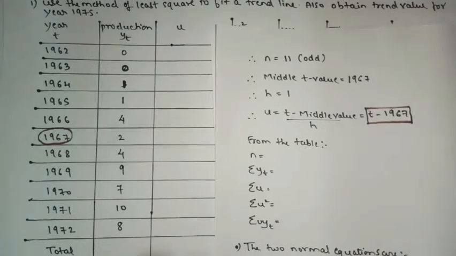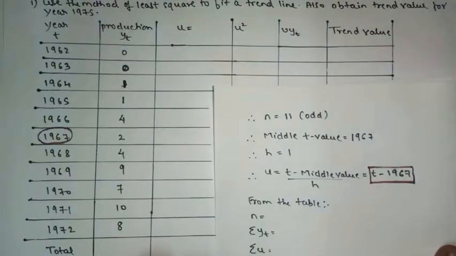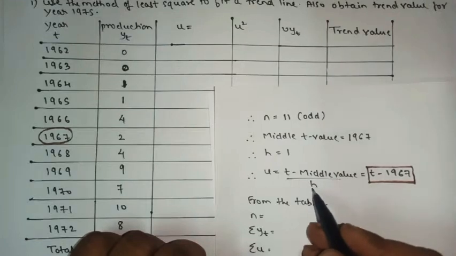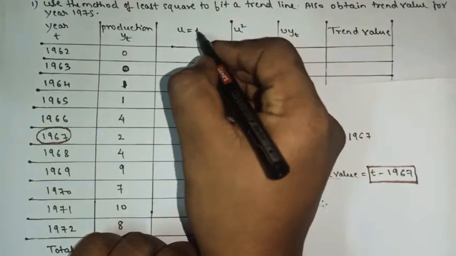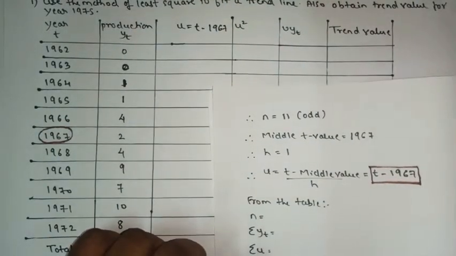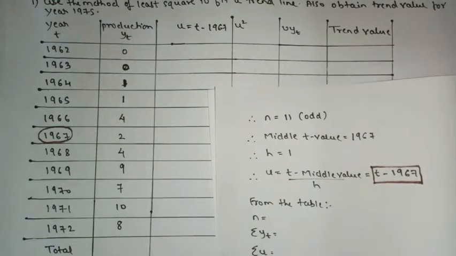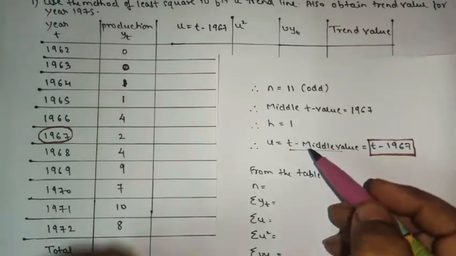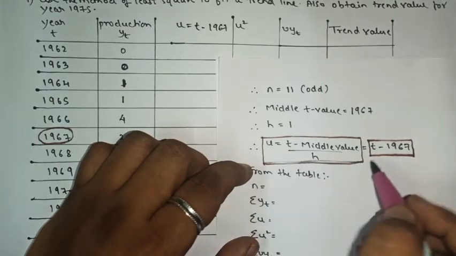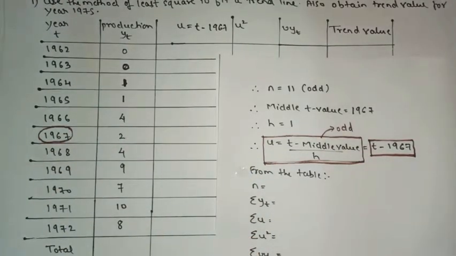Yes or no? So what I will do, in place of writing u, I will write a formula. You can write this formula, (t minus middle value) upon h, or else you can write t minus 1967, or else you can write u only. It's okay, no problem. So using this formula here we got t minus 1967. And remember this formula is for odd only. For even the formula is different. Remember this.